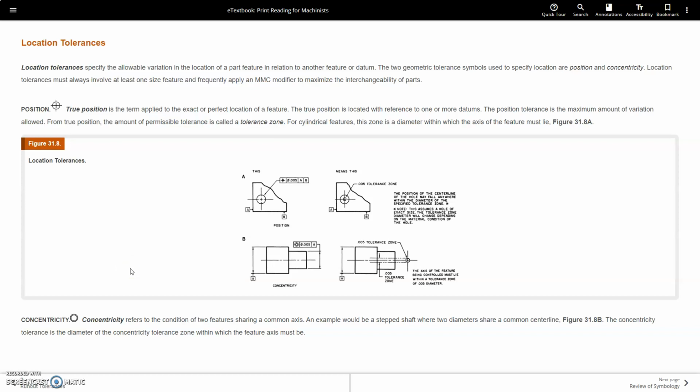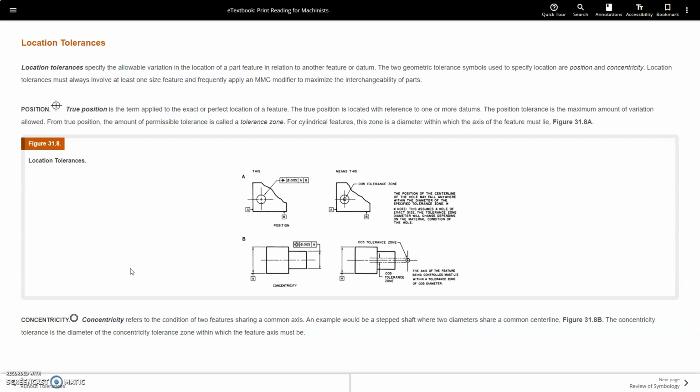True position is located with reference to one or more datums. The position tolerance is the maximum amount of variation allowed. For true position, the amount of permissible tolerance is called a tolerance zone. For cylindrical features, the zone is a diameter within which the axis of the feature must lie.